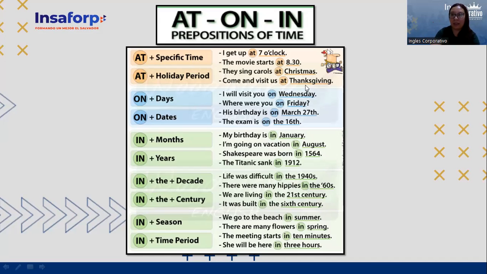En El Salvador tenemos Mother's Day, Father's Day, Independence Day. Para todos esos que son holidays, vamos a ocupar at. Yo nunca voy a decir, I am free on Independence Day. Mm-mm. Usted dice, I am free at Independence Day. All right? Daisy, dígame la pregunta.